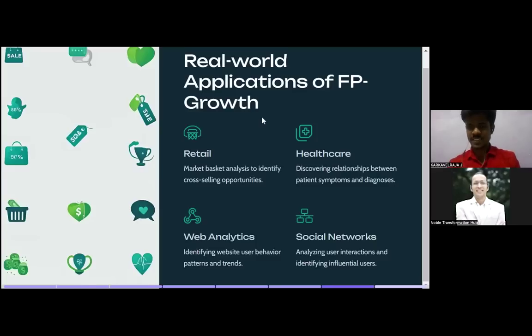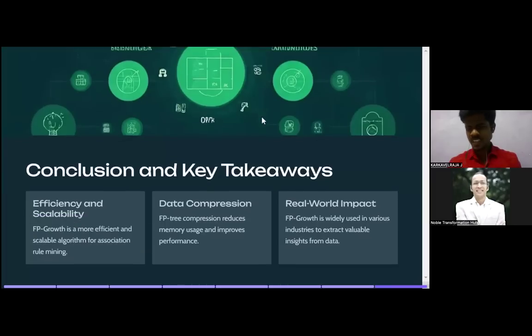Yeah, sure sir, let's move on. Okay, yeah, conclusion and key takeaway. First is effectiveness and scalability. This FP growth algorithm is more effective and scalable for association rule mining when compared to the a priori algorithm, because each and every step we're gonna create a candidate set in a priori algorithm, whereas in FP growth algorithm we will be creating a tree-like structure and we will be deriving the association rules.